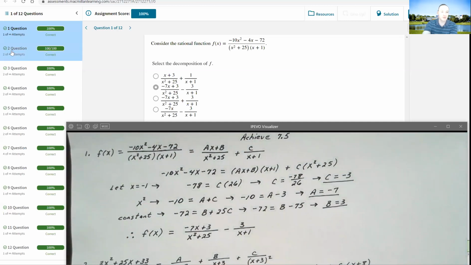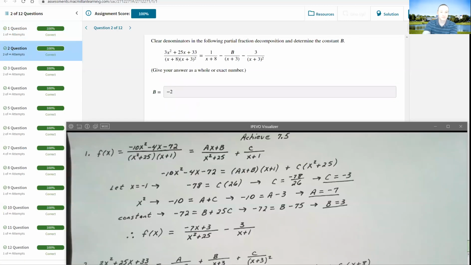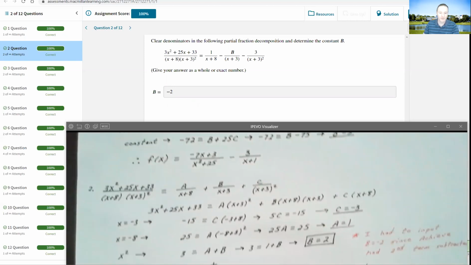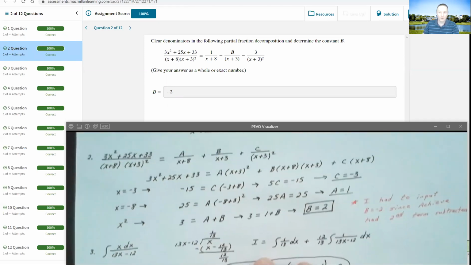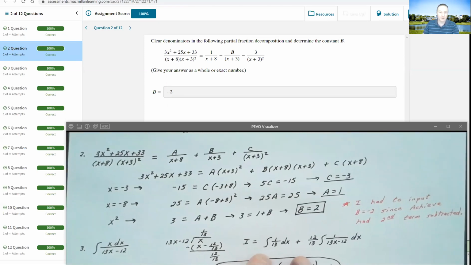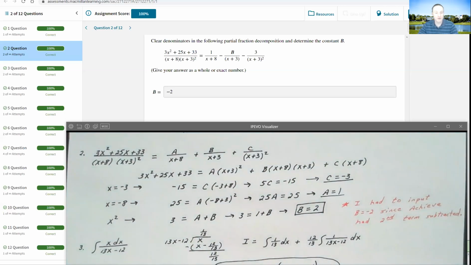For the next question here, they give us a similar problem, and they go ahead and solve for what A and C are in this problem and ask you to solve for B. I really didn't like that. I wanted to go ahead and do the full-fledged work of the problem, so that's what I did. I wrote the function 3x squared plus 25x plus 33, all divided by x plus 8 times x plus 3 squared.